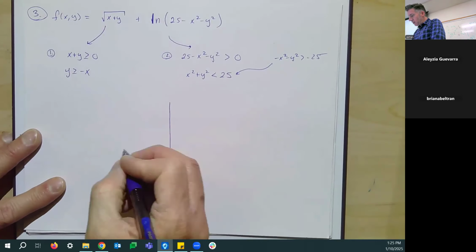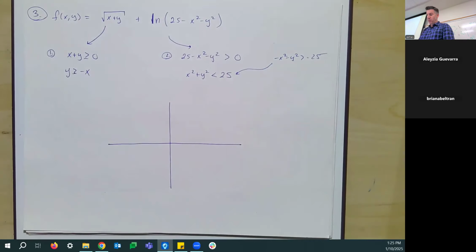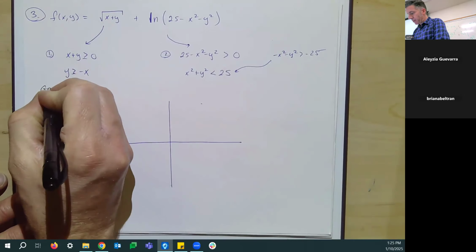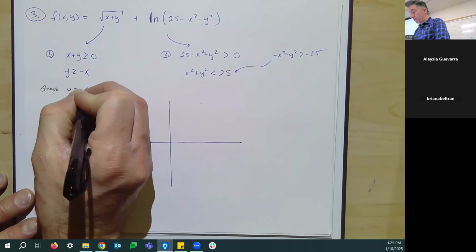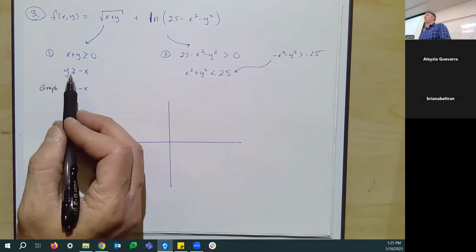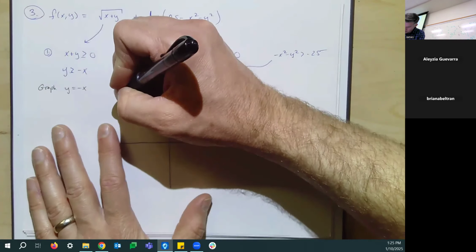So y bigger than or equal to negative x. I'm just going to graph y equal to negative x. And I'm going to graph it solid because I know it's going to get included, because there's a greater than or equal to there. So we know that we're going to include the boundary, whichever side of it we happen to have. So here's my y equal to negative x.